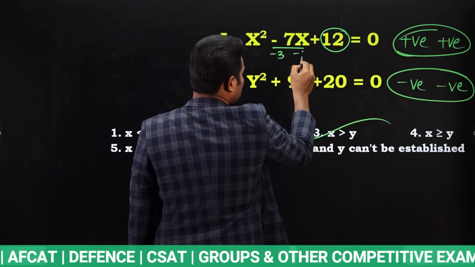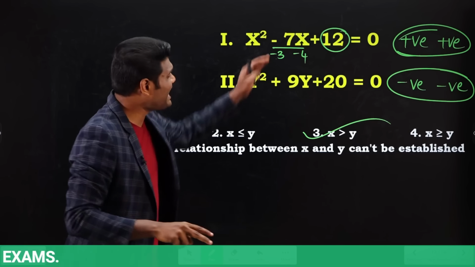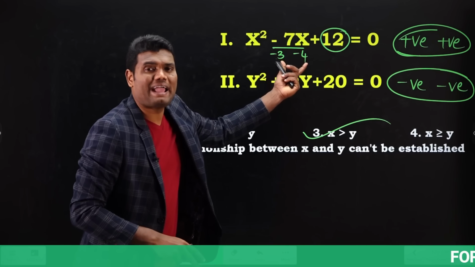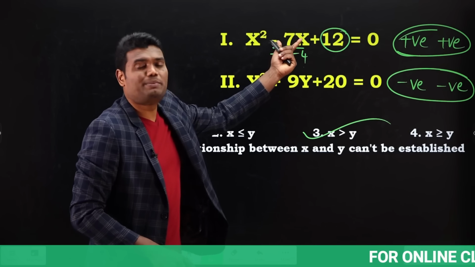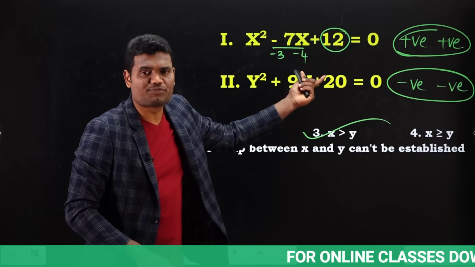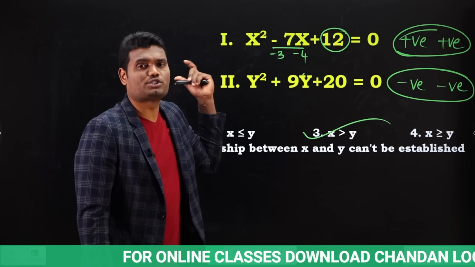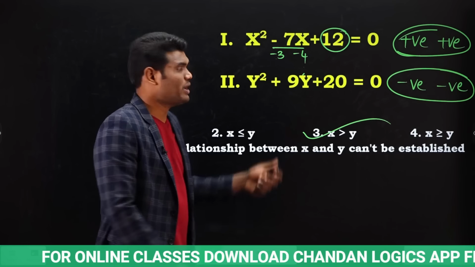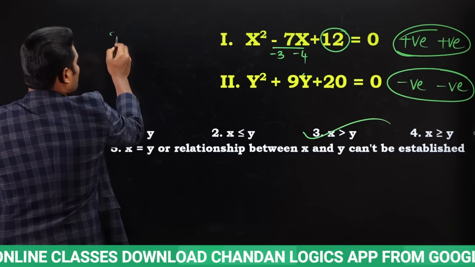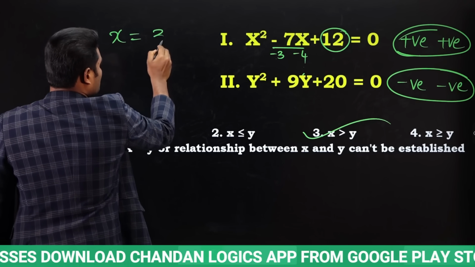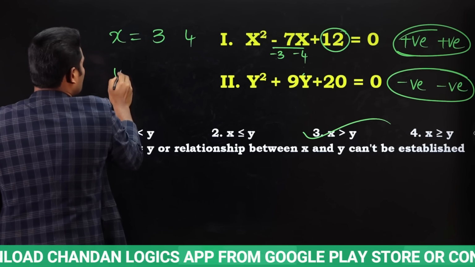Yes or no? When I split this as minus 3 minus 4, if I need to find the roots, again don't do calculation. Roots will be exactly the opposite sign. You are splitting minus 7 as minus 3 minus 4. Roots will be exactly the opposite sign. If this is negative, roots will be positive. If this is positive, roots will be negative. As this is negative, roots will be positive. So x roots are 3, 4. Okay, x roots are 3, 4.